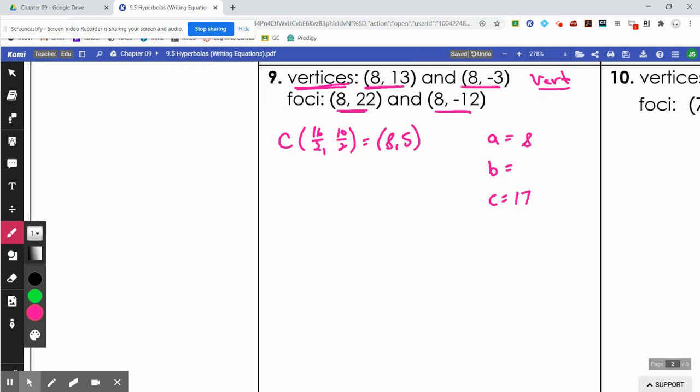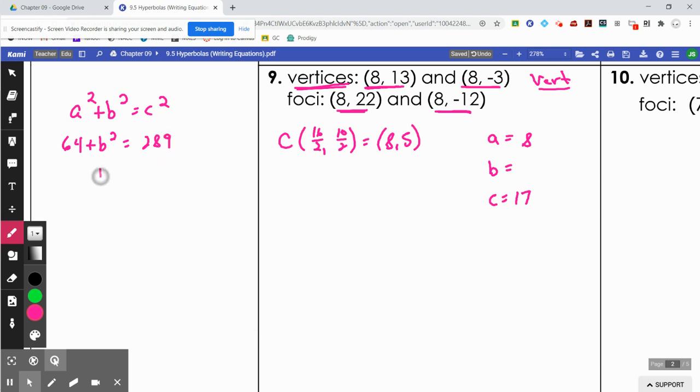In a hyperbola, A squared plus B squared will equal C squared. So let's plug it in to figure out what our B value is. A squared is 64. B squared is unknown. C squared, 17 squared is 289. When you subtract 64, you get 225. So that means our B value would be 15.